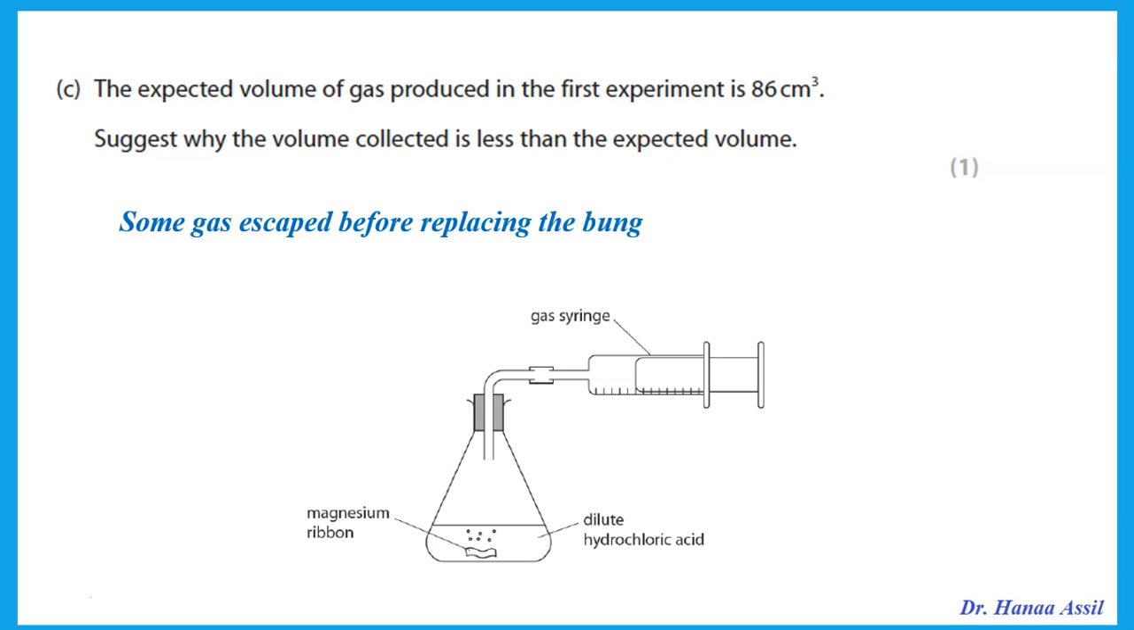Well, remember that we put the magnesium and the acid and then we closed the bung. But by that time, the reaction had already started, so some gas would probably escape before replacing the bung. Or I could say that the magnesium used was impure, so the actual mass of magnesium was less than what we calculated.